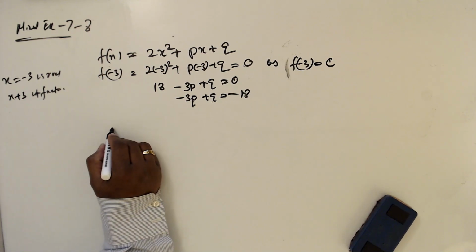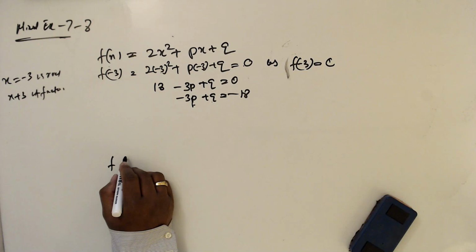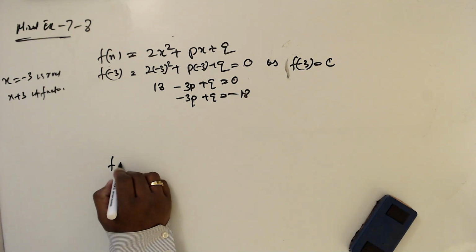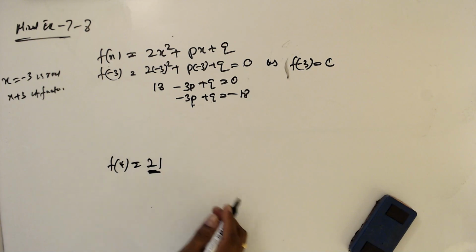Now the other one is given: when you substitute f of 4, the remainder is 21.